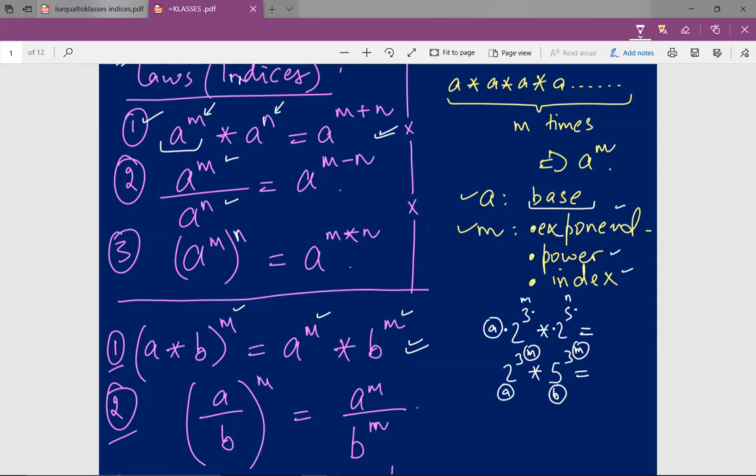So our law says that (a·b) raised to power m should be equal to a raised to power m into b raised to power m. So 2 raised to power 3 into 5 raised to power 3 should be equal to 2 into 5 raised to power 3.